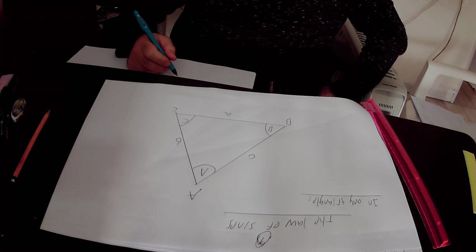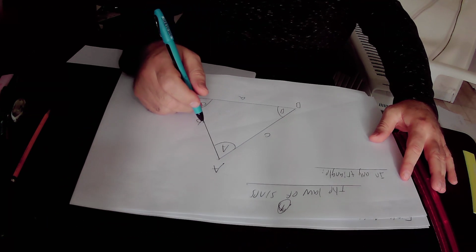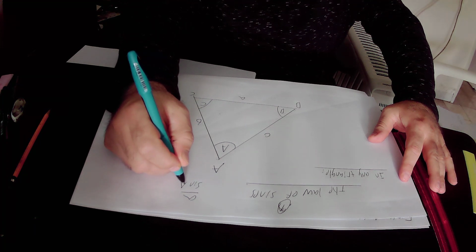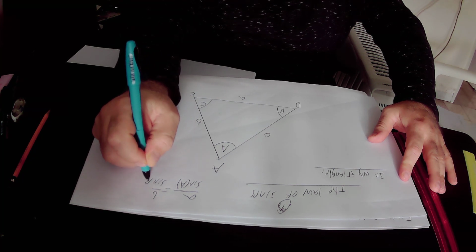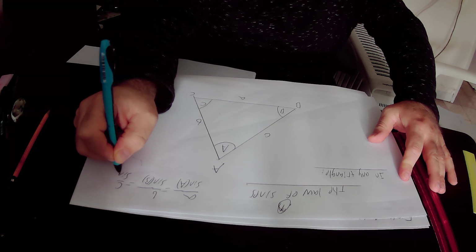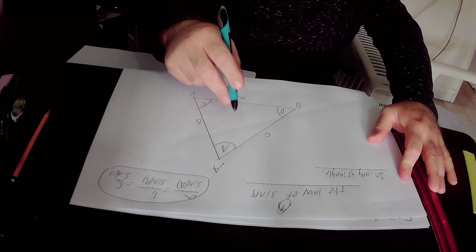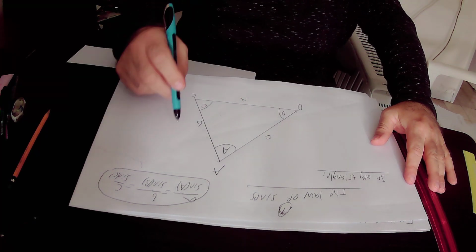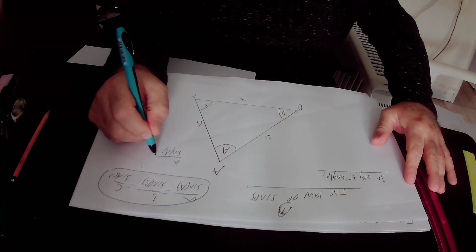Then, according to the law of sines, A over sine A equals B over sine B equals C over sine C. So I repeat again, in any triangle, A over sine A equals B over sine B equals C over sine C. From this formula we will derive that A over sine A equals B over sine B.